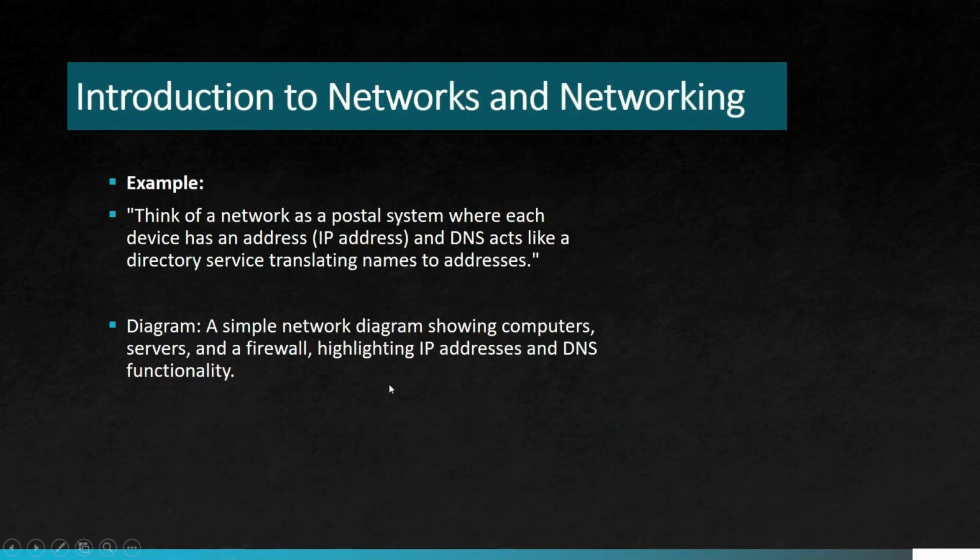So, an example of what I just talked about: think of a network as a postal system where each device has an IP address, and DNS acts like a directory service, translating names into addresses. Exactly. If you have PO Box 5871, that's my PO Box address, or your company's.